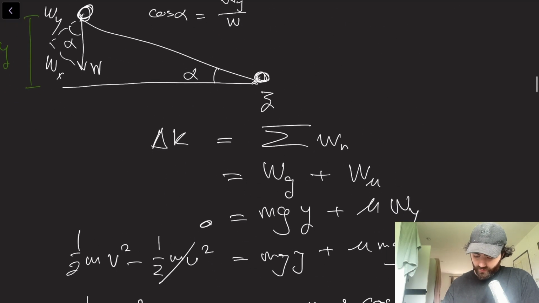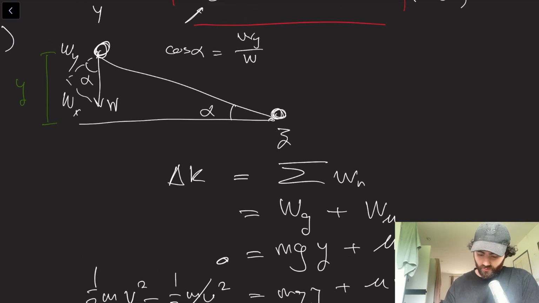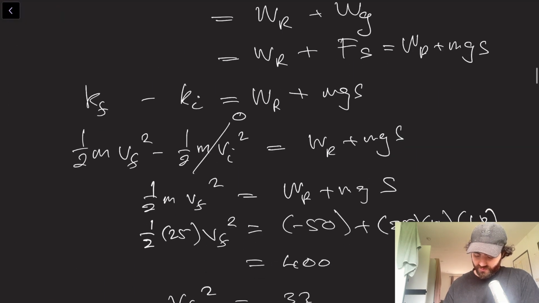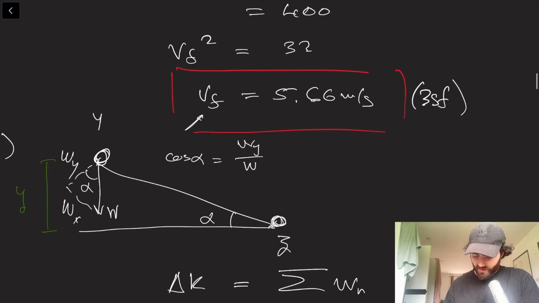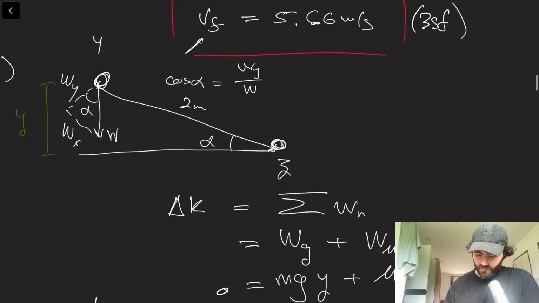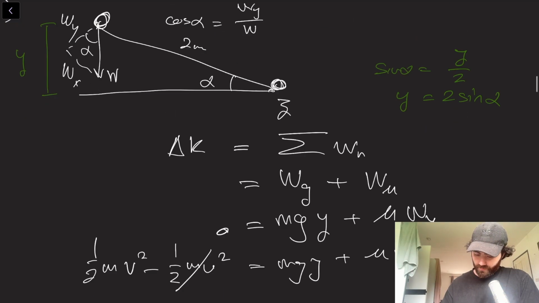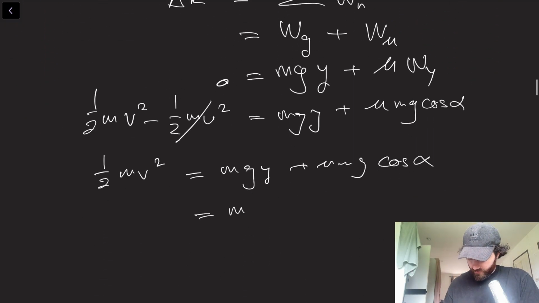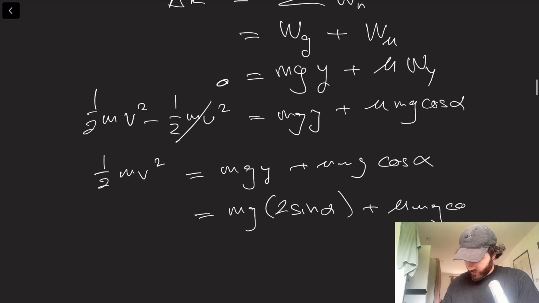What is y? Before we continue, y is opposite. Do they give us it? They give us this. They say this distance is 2 meters. So our y will be opposite over hypotenuse. So sine alpha equals y over 2. So y equals 2 sine alpha. So this equals mg times 2 sine alpha plus mu mg cos alpha.